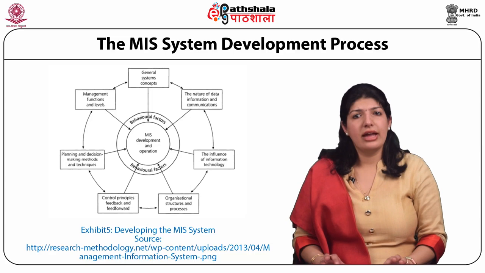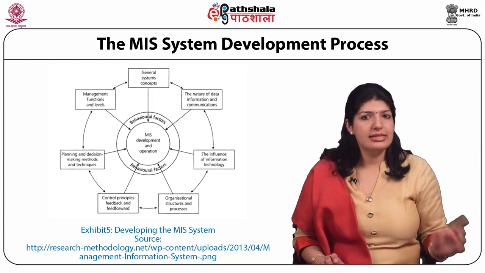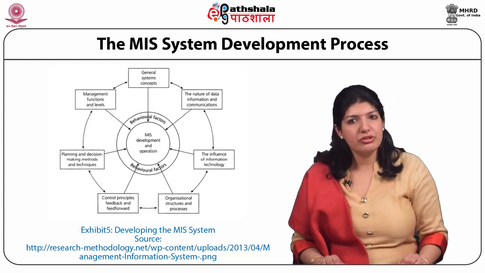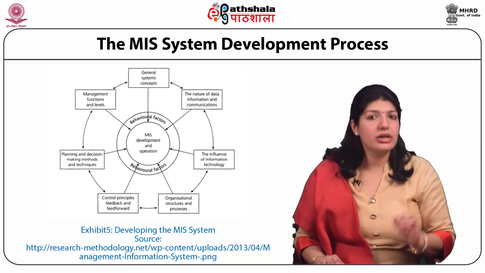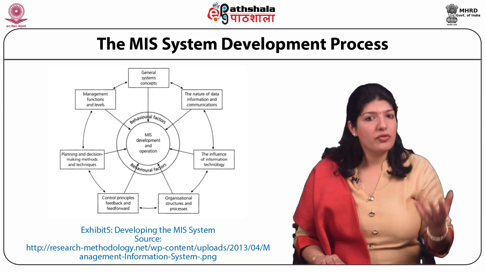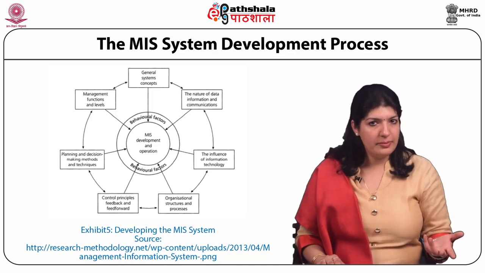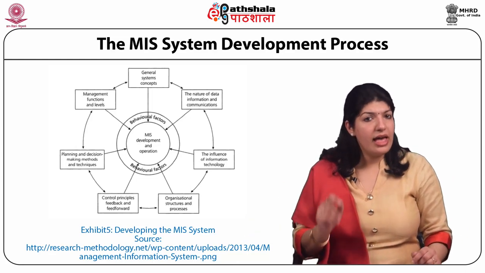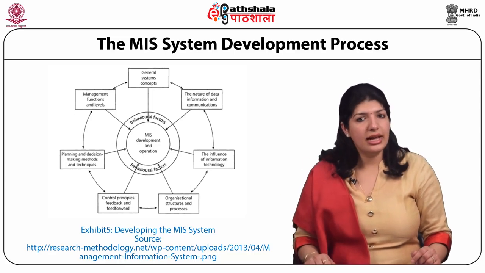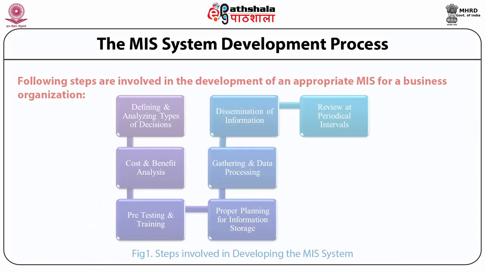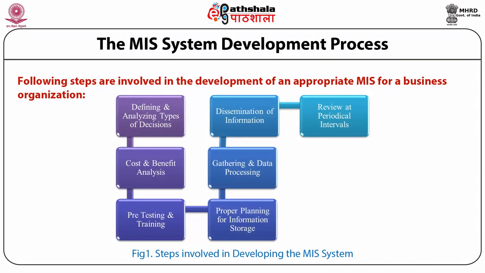Organizations cannot operate and grow without properly planned, developed, and maintained management information systems. They enable even the smaller organizations to more than offset the economies of scale enjoyed by their bigger competitors, thus helping to provide a competitive edge over other organizations. The following steps are involved in the development of an appropriate management information system for a business organization.